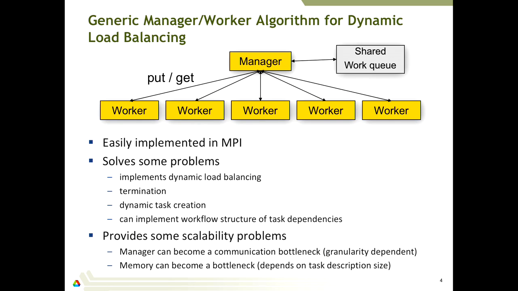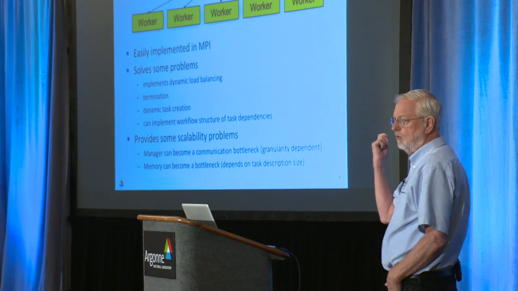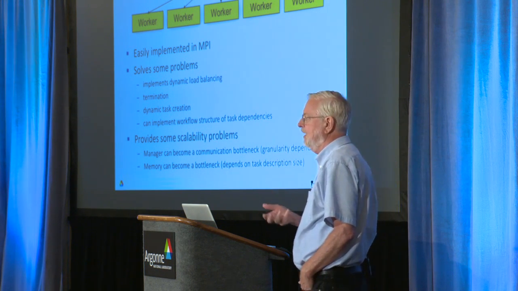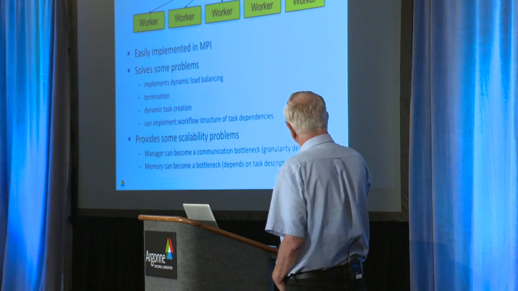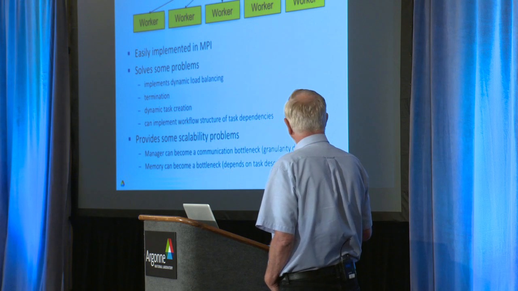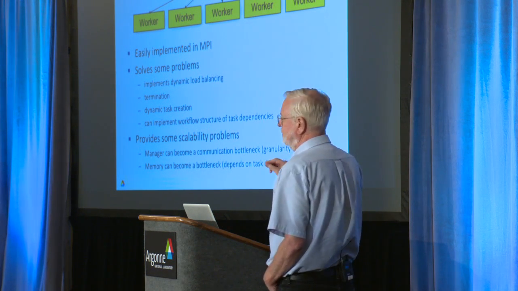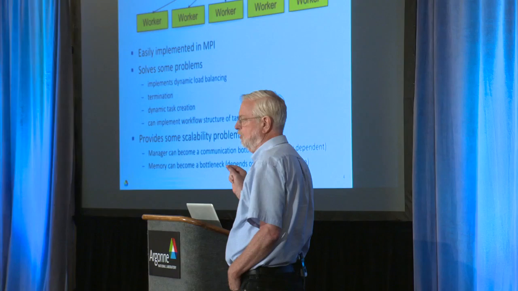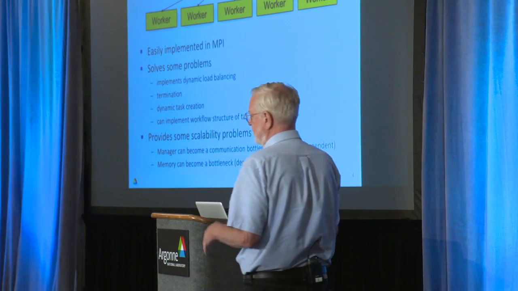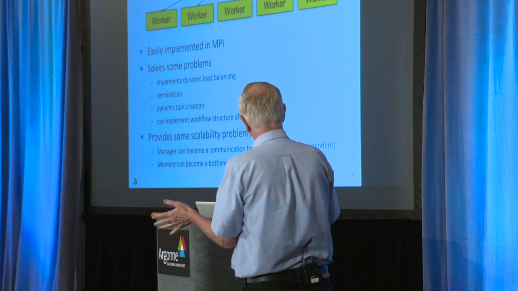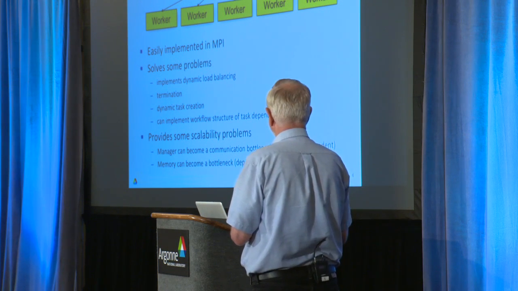And it solves some problems. This implements a very simple but effective form of dynamic load balancing. The manager can manage the termination problem. Tasks can be created dynamically because workers can, as the result of completing one task, tell the manager to put some more new tasks in the work queue. Oh, and when I say work queue, I don't mean queue strictly in the computer science terminology. I just mean a data structure that holds things that have to be done.